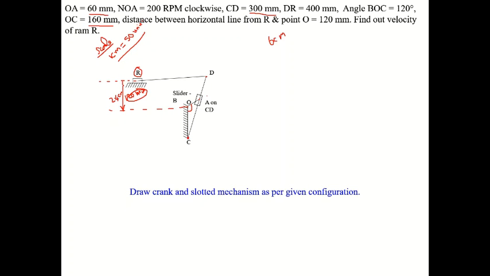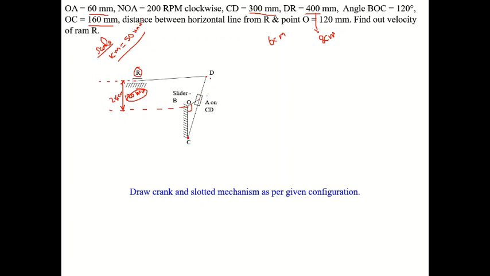Draw one more reference line by the height of 2.4 centimeter. Now, what is the length of RD? RD length is 400 mm. 400 mm means 400 divided by 50, which is 8 centimeter.